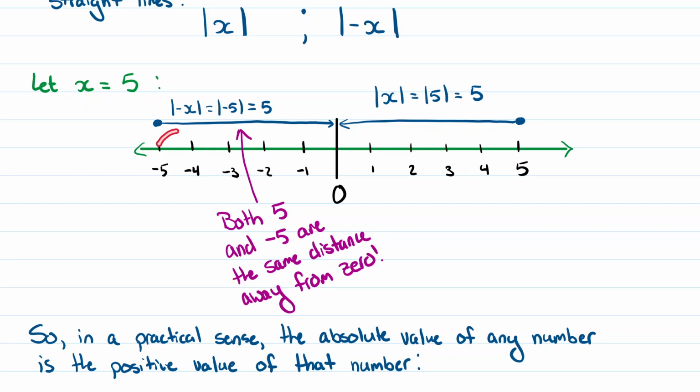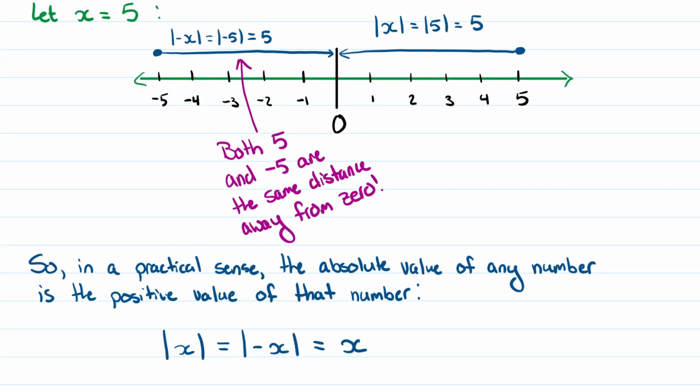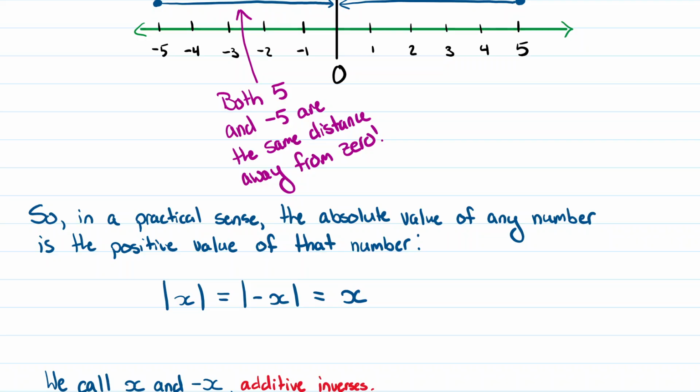And then we take a look at negative 5 as well. And we say 1, 2, 3, 4, 5. Oh, well, look, they have the exact same distance from 0. So both 5 and negative 5 have an absolute value of 5. They are the exact same distance away from 0. So when we look at it in a practical sense, the absolute value of any number is just going to be the positive value of that number. So if we take the absolute value of x or the absolute value of negative x, you're going to get the same answer, and that is just x.